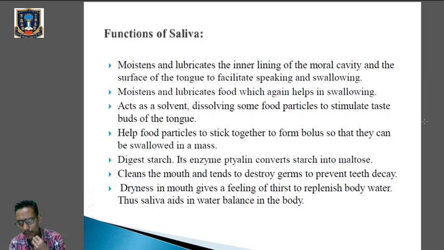So whenever there is dryness in the mouth, you feel thirsty. Dryness in mouth gives a feeling of thirst to replenish the body water. Whenever our body is lacking water, our mouth will be dry. So in that case, we have to drink water. So dryness in mouth will give a feeling of thirst to replenish the amount of water present in the body. Thus the saliva also helps to maintain the water balance in the body. So these are the functions of saliva.